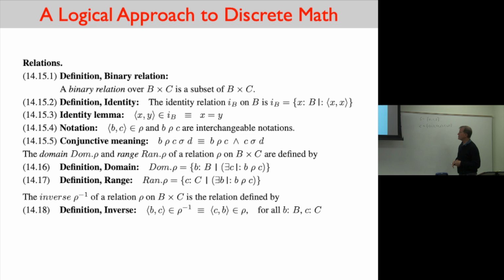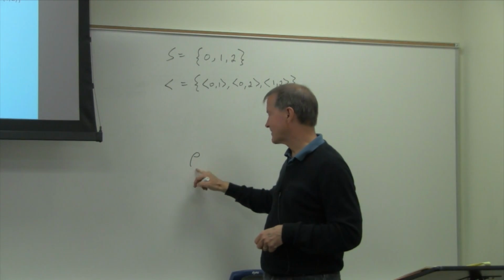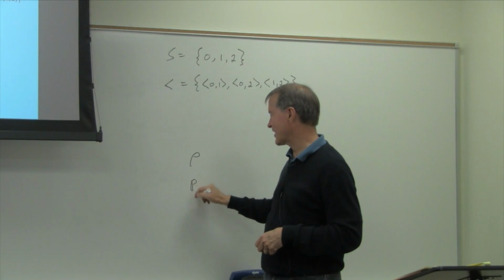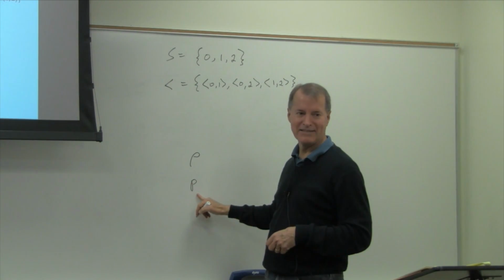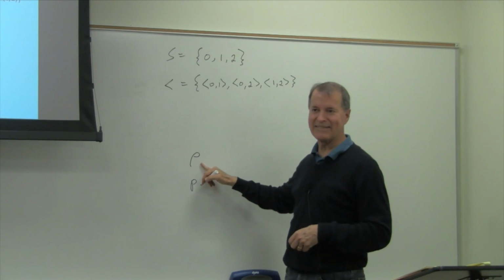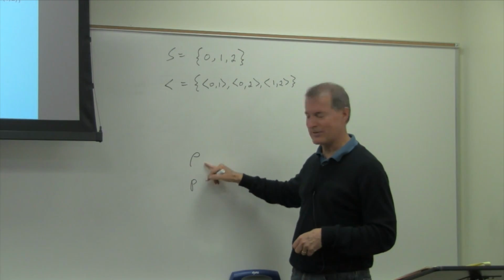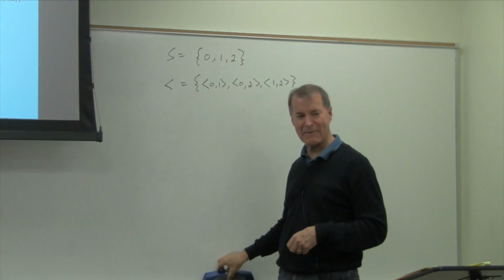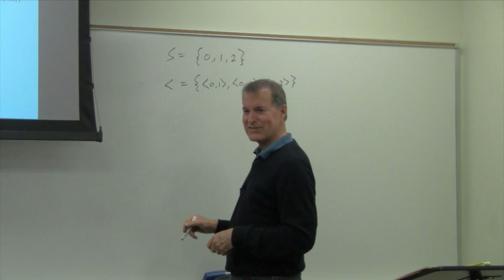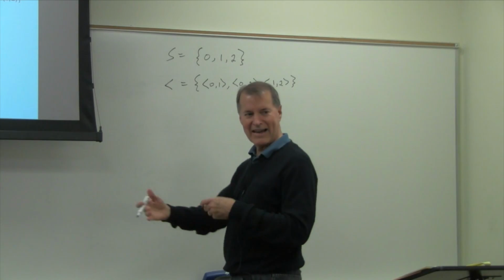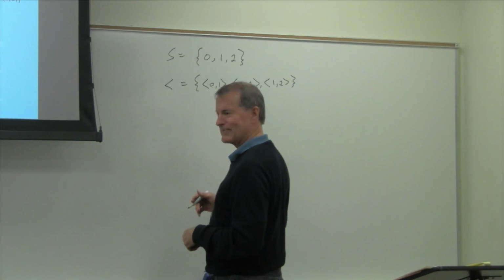Okay, now let's take a look at an example of 14.15.4. What this is saying is that B comma C is an element of rho. By the way, this letter is the Greek letter rho. This letter is the English letter P. So let's make sure that we write it and say it with the distinction.